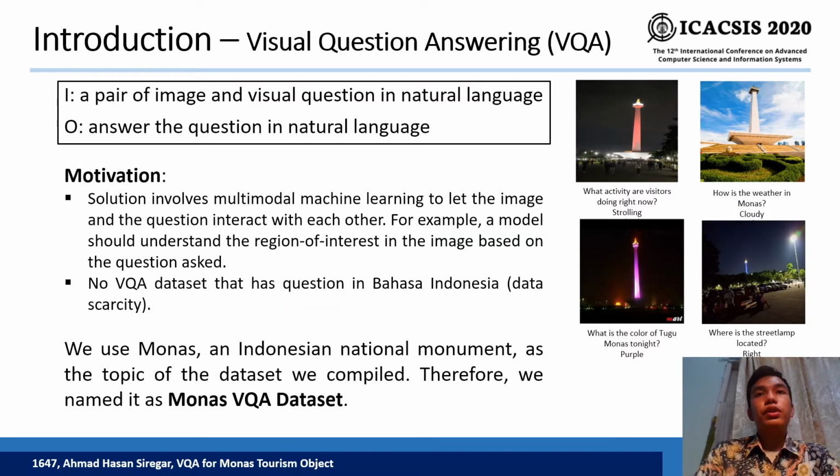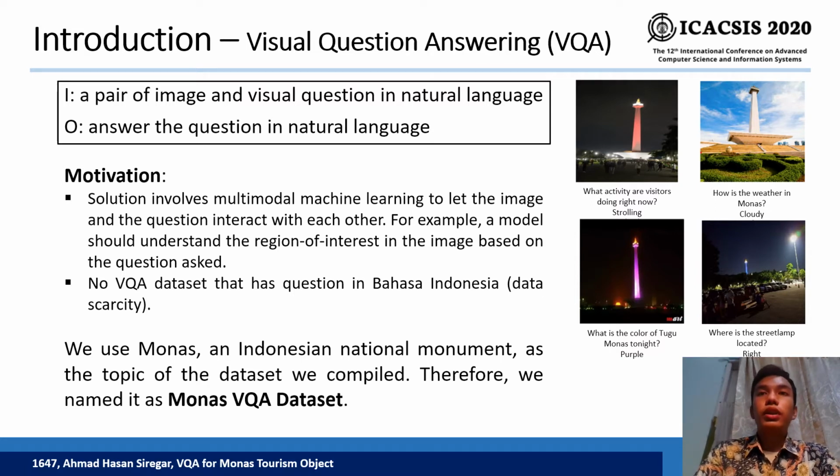So, what is visual question answering? Visual question answering is a task with input a pair of image and visual question in natural language. The output is answering the question in natural language as well. For example, on the right side, we can see an image of Monas, National Monument of Indonesia, with the question, what activity are visitors doing right now? The correct answer is strolling, for example.